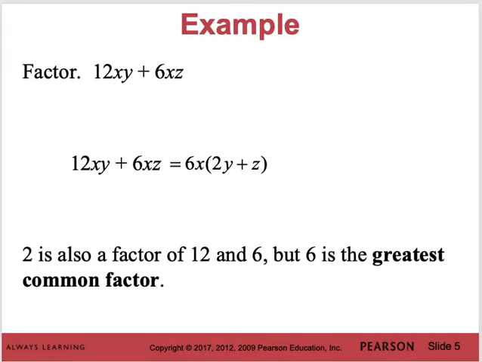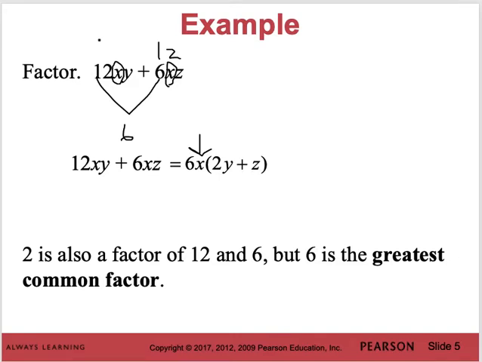Now factor 12xy plus 6xz. Well, they both have an x. And looking at our numbers, 12 and 6 are both divisible by 6. So I can factor out or divide out a 6 and an x from both of these terms. If I do that, I pull out 6x. I'm left with 12 divided by 6 is 2, and 6 divided by 6 is 1. So I'm left with 1z.